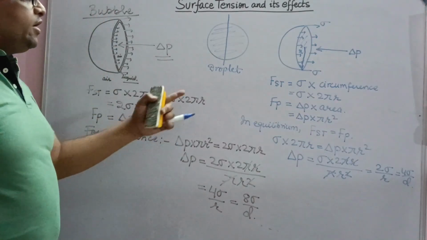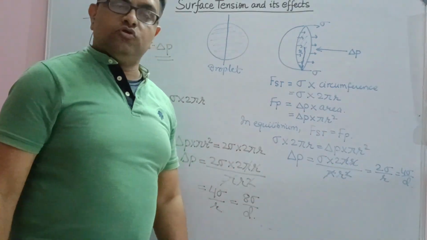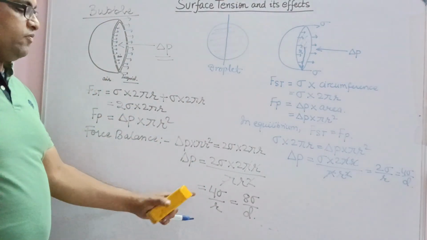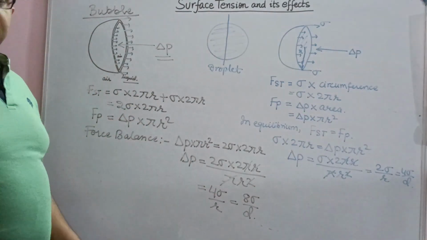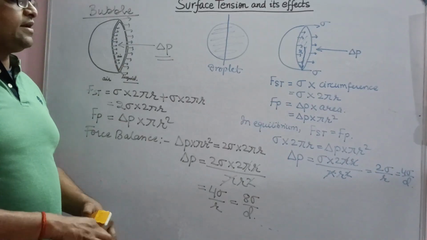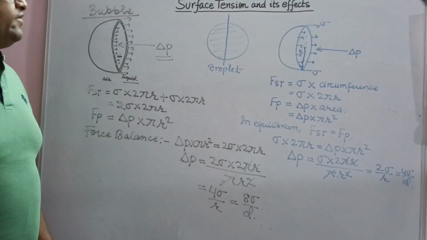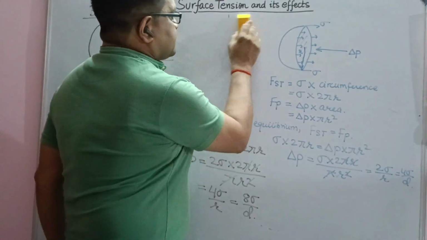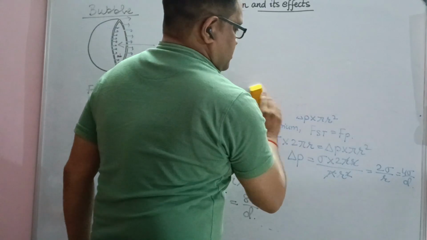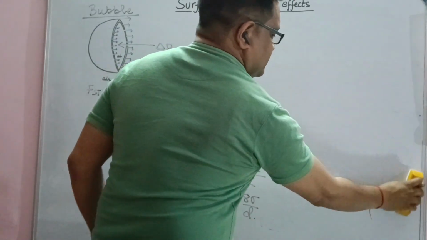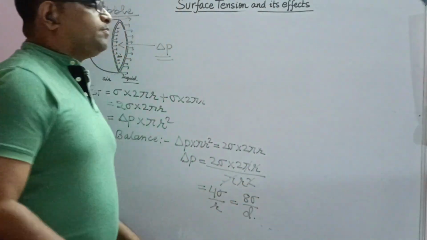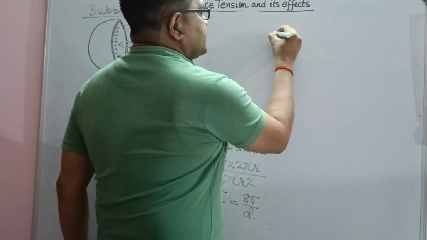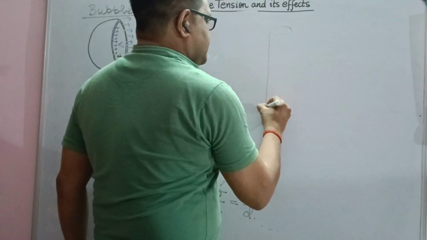So in case of a liquid droplet, we have a pressure difference of 4 sigma upon d, and in case of a bubble, we have 8 sigma upon d or 4 sigma upon r. We can apply the same for a cylindrical liquid jet and try to find out what the pressure difference will be. Let us calculate that also. Suppose we consider part of a liquid cylindrical jet. Suppose this is the cylindrical jet which we are taking.